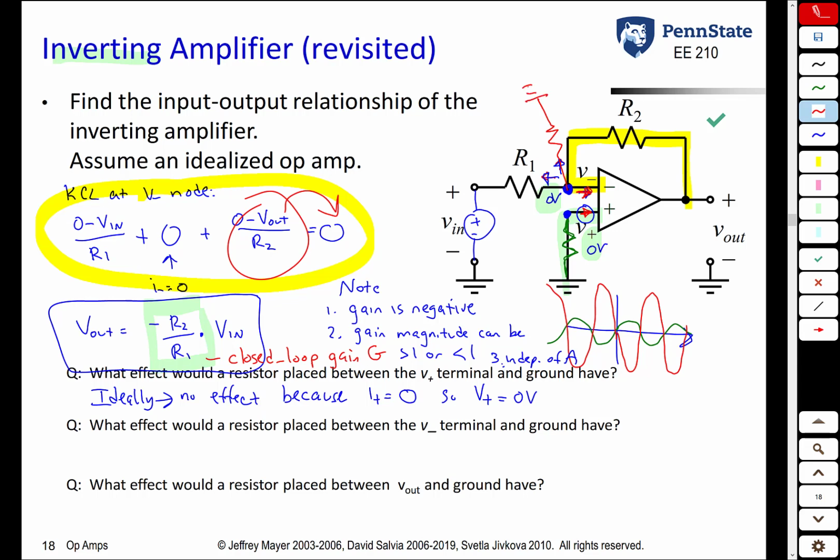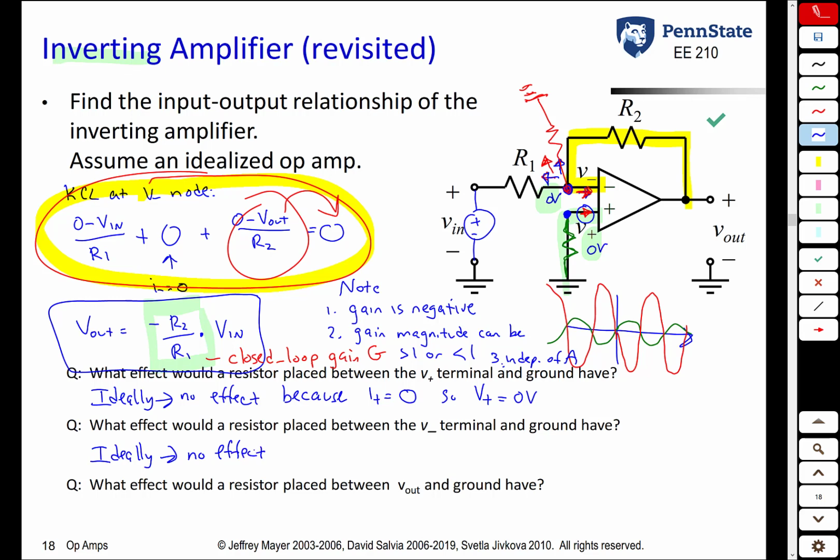what effect would that have? If you look back to this equation here, when you write the sum of the currents leaving that inverting terminal, you'd have an additional current flowing through here. But what is that current? The voltage at this point is 0. The voltage at this point, because it's connected to ground, is 0. You get 0 minus 0. So regardless of what that resistor would be, that current would be 0. So the equation for the output voltage would be unaffected. So once again, ideally, it would also have no effect.